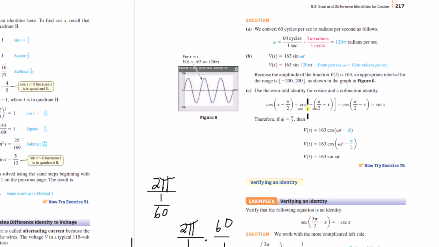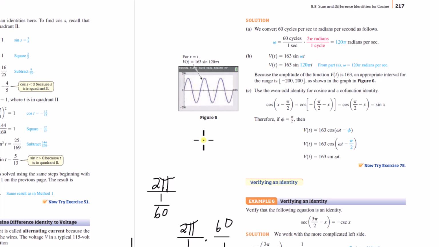But they first factor out a negative from x minus pi over 2 to make it pi over 2 minus x. And then with the even-odd identity for cosine, you could take the minus out. They took out the negative because cosine of x minus pi over 2 is not sine, but cosine of pi over 2 minus x is equal to sine. Well, why did they do that? Because cosine is even. Cosine of x minus pi over 2 and cosine of pi over 2 minus x are both equal to sine. I'm not sure what they're doing here.